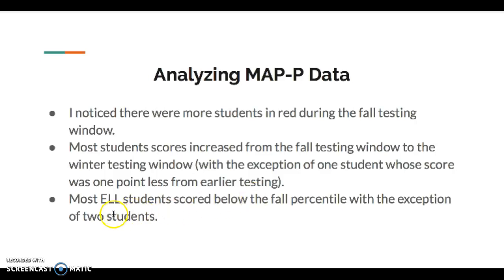What I also noticed is that most ELL students scored below the fall percentile window with the exception of 2. This could be a language barrier, not having enough support at home for homework purposes, and just needing extra assistance throughout class time.